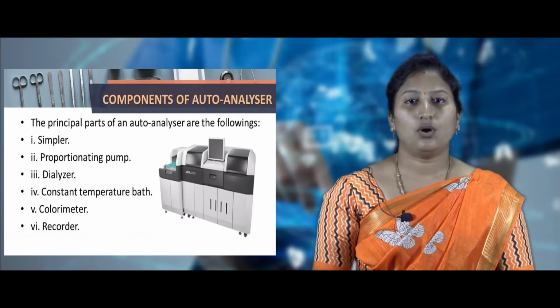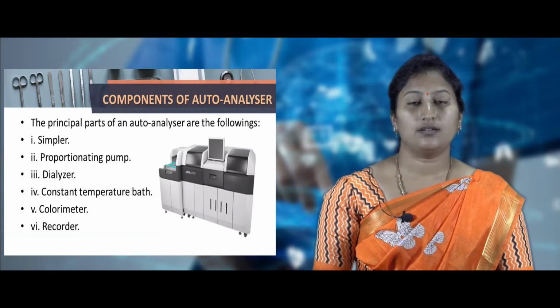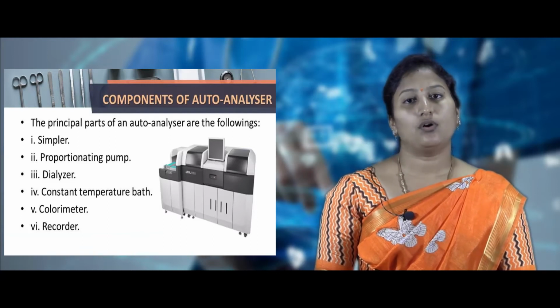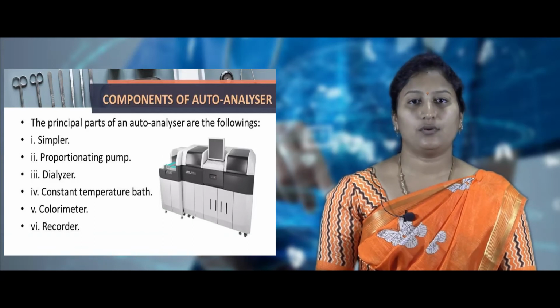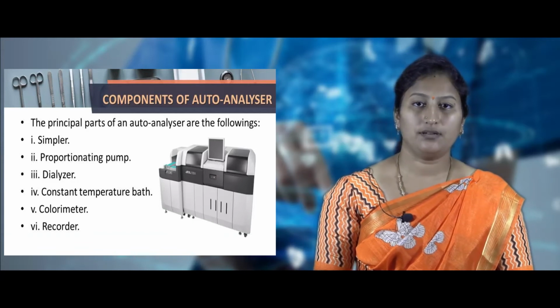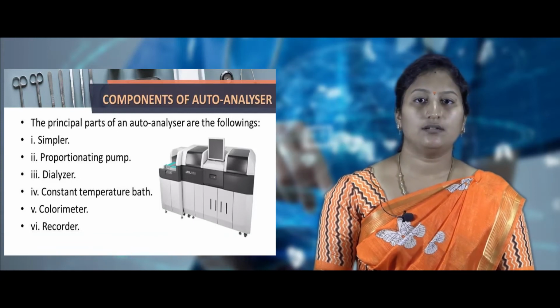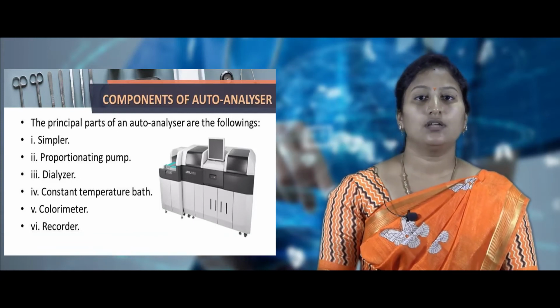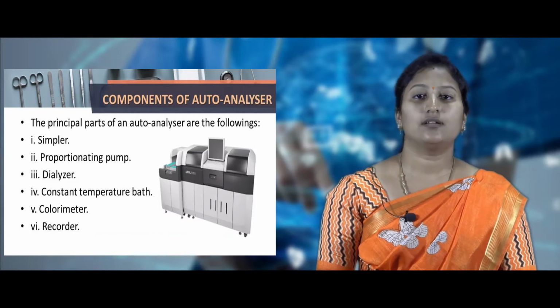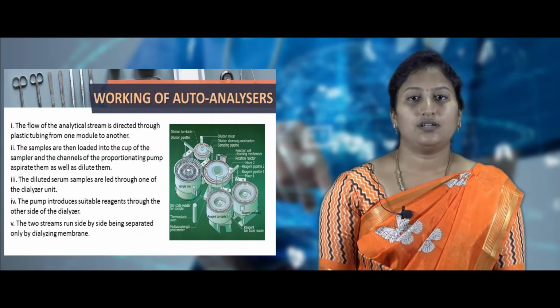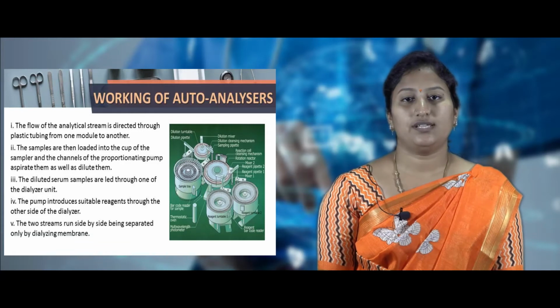Now we'll see the components of an autoanalyzer. The principal parts of an autoanalyzer are the following. They are sampler, proportionating pump, dialyzer, colorimeter, constant temperature bath and recorder. Now let's see the working of an autoanalyzer.